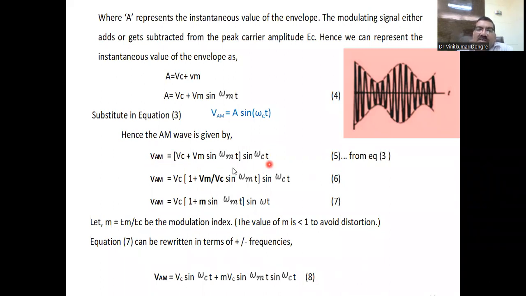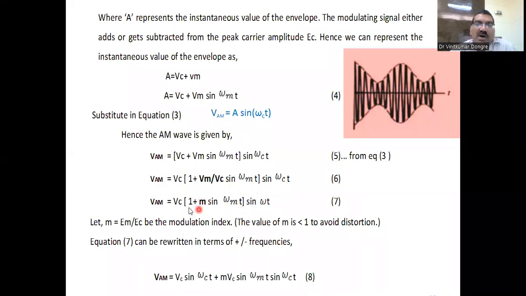Let us simplify this a little. What you can do is take V_C outside. So V_AM equals V_C (1 plus V_M by V_C sin ω_m t) into sin ω_c t. Why did we write V_M by V_C? Because we know its notation. What we know, V_M by V_C is what? Modulation index. Just now we calculated it. So V_AM equals V_C (1 plus m sin ω_m t). The modulation index has also come in.